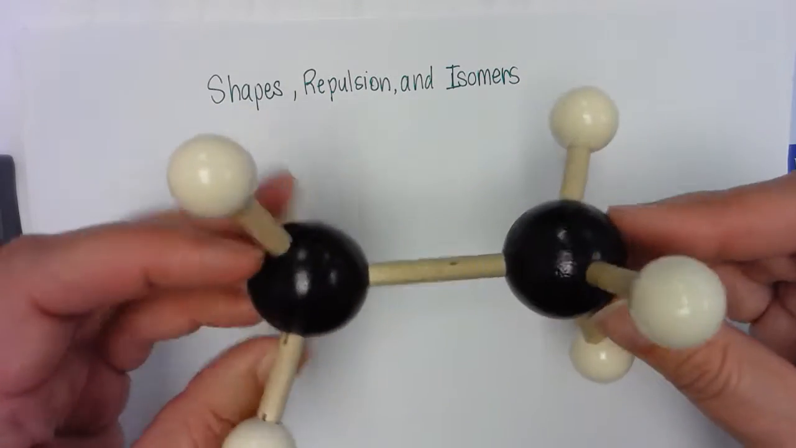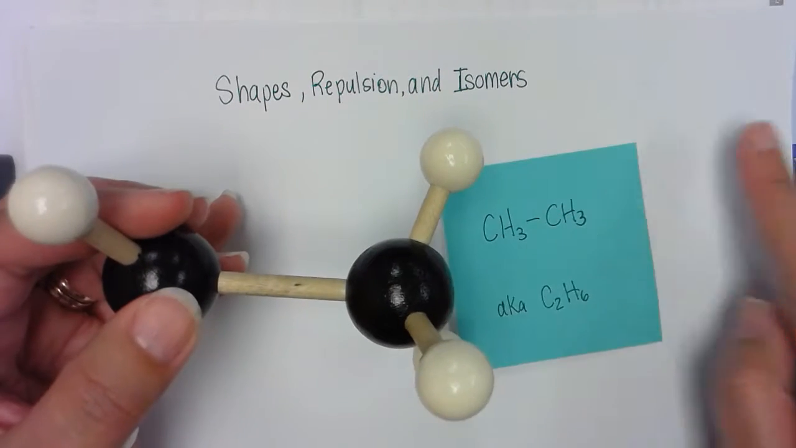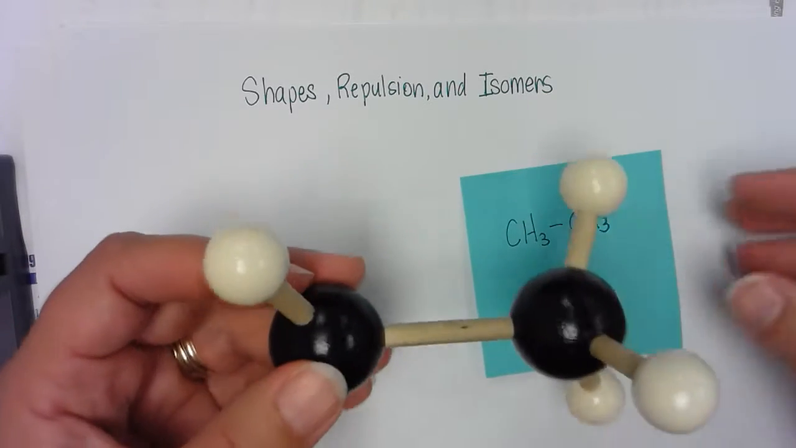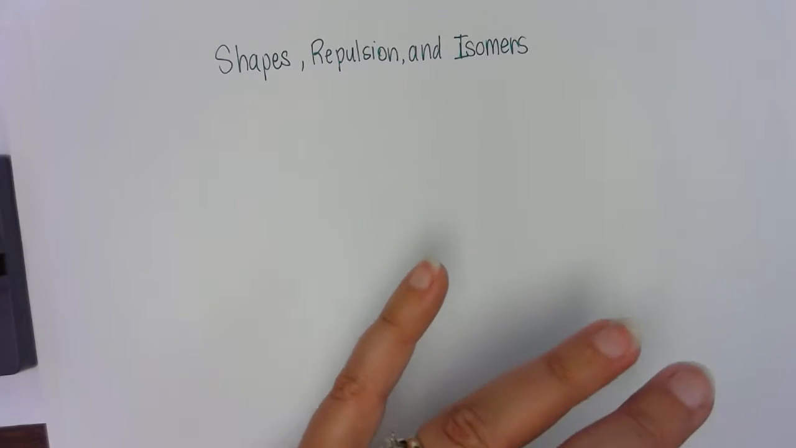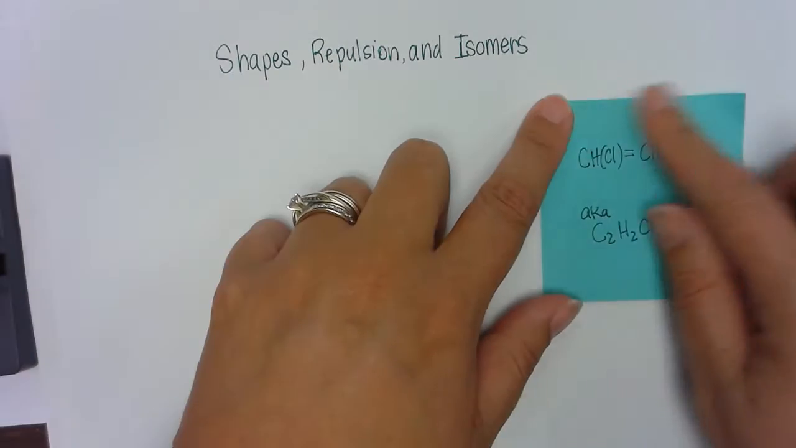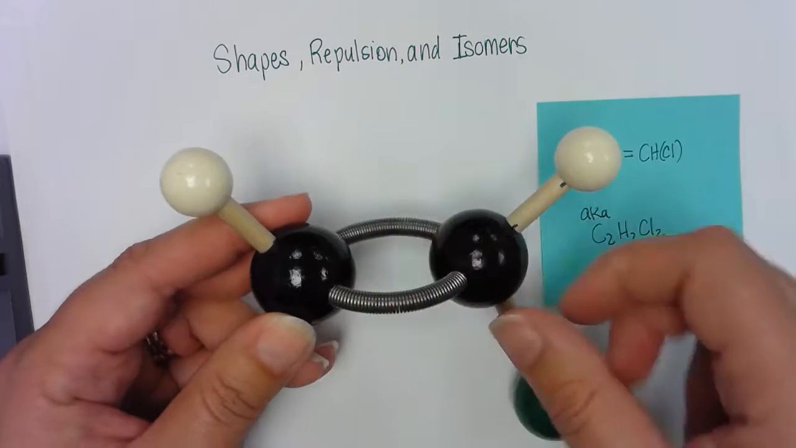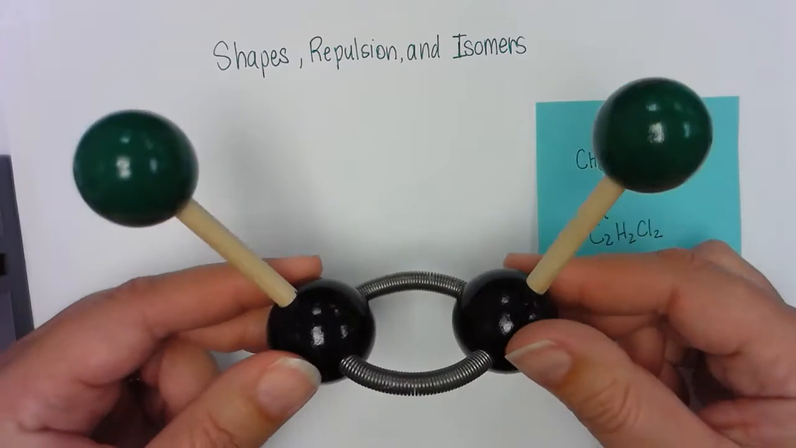So this would be ethane. Again, I have it written here: CH3, also known as C2H6. So this is just a single bond ethane. What I've also built is I wanted to look at double bonds. So in this one, this is 2 carbons double bonded together. These are your hydrogens, and then these are your chlorines.